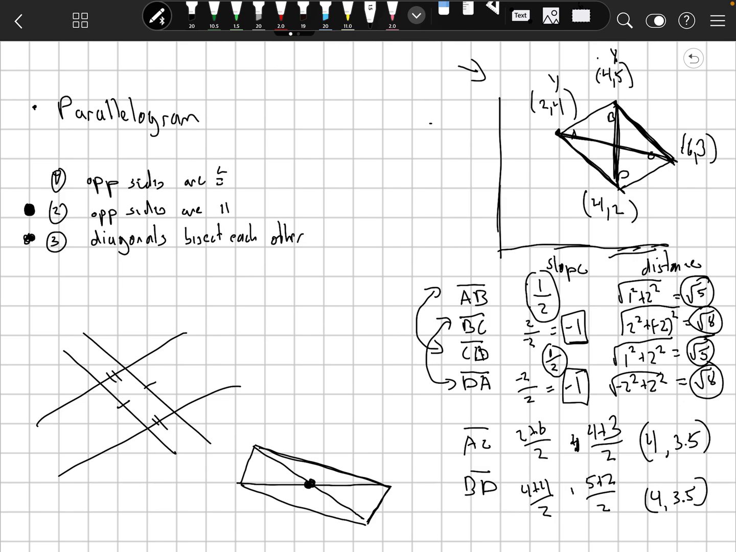So three different ways to determine if a shape's a parallelogram. The big question here is, if you didn't have this coordinate plane, and you just had the coordinates for A, B, C, and D, would you be able to do that without even using a picture? I bet you could.